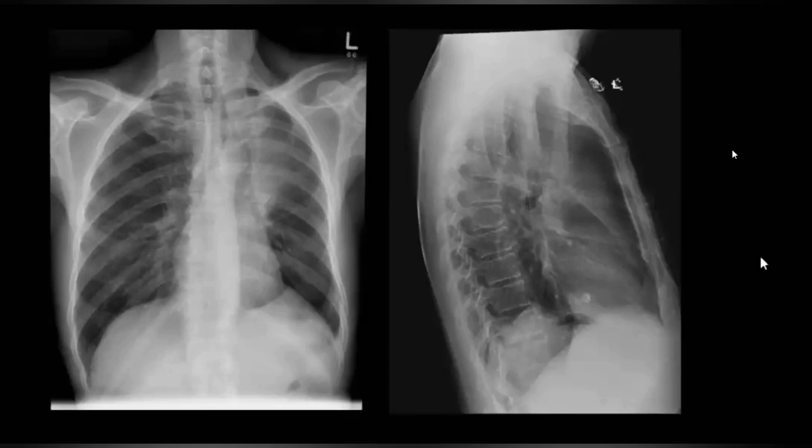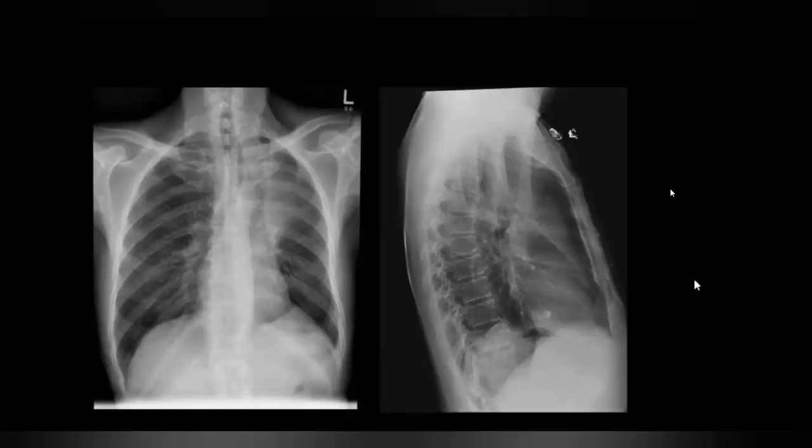Okay, and this is the lateral view. Any added information in the lateral view? Yes, I can see on the lateral view that there is an opacity anteriorly in the retrosternal region. That is the area of collapse, which is confirmed on this lateral view. So the collapsed upper lobe, where does it move? Anteriorly or posteriorly? Anteriorly, anteromedially.